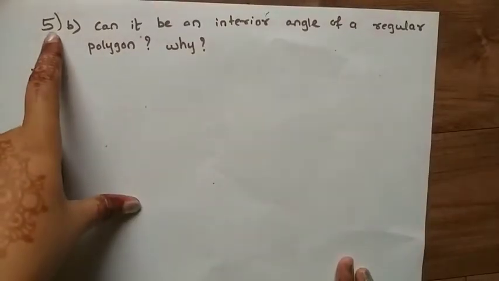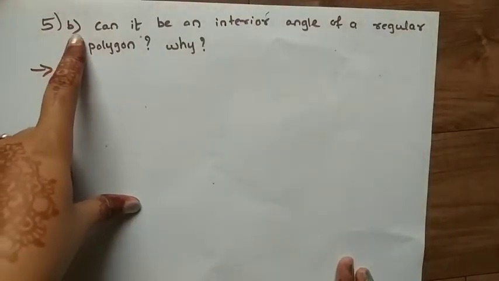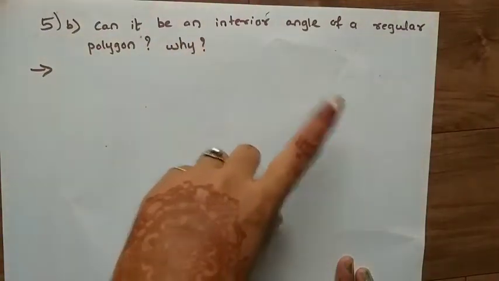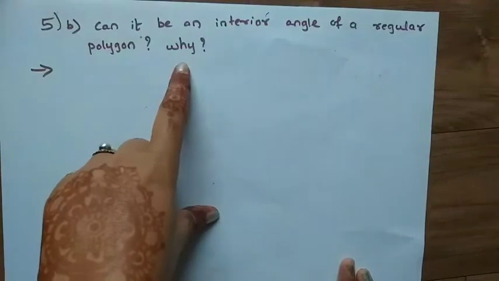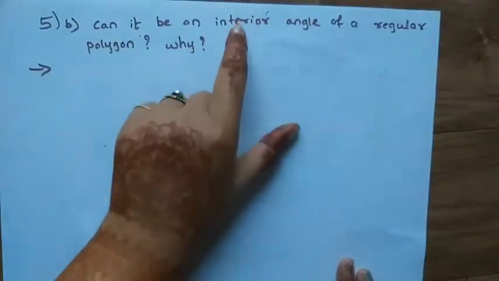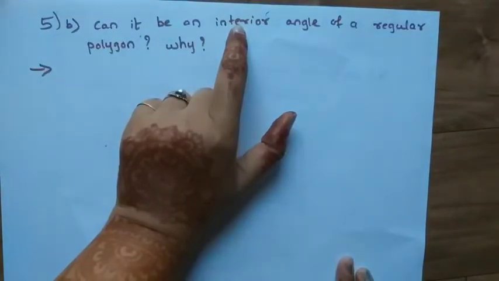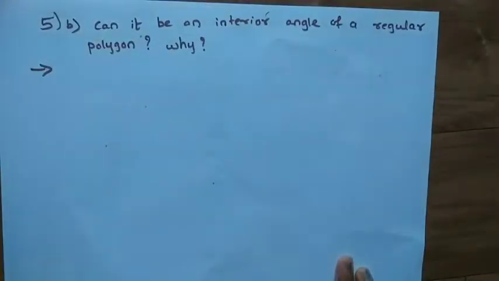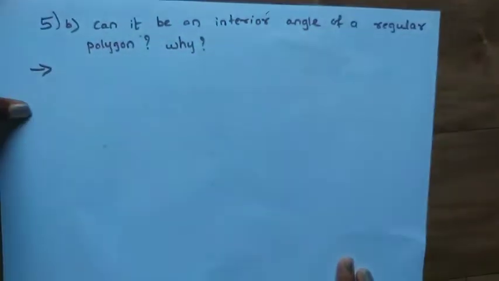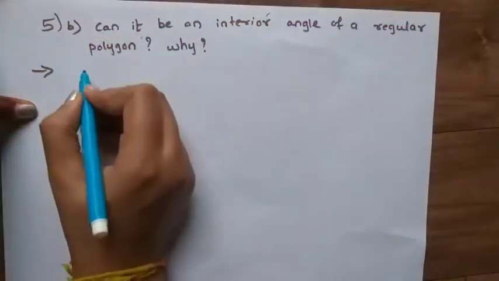So the fifth main question, in that the b question. See the question here: Can it be an interior angle of a regular polygon? Why? Here, can it be an interior angle? This means the interior angle is given as 22 degree. In the 8th question the given exterior angle is 22 degree. So here we also take the interior angle as equal to how much? 22 degree.